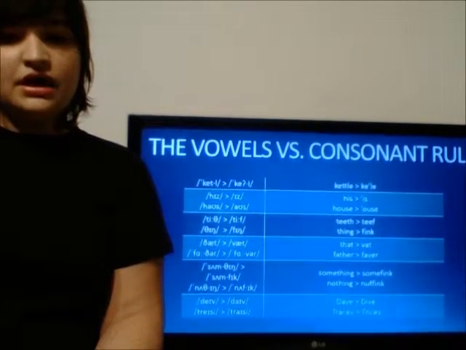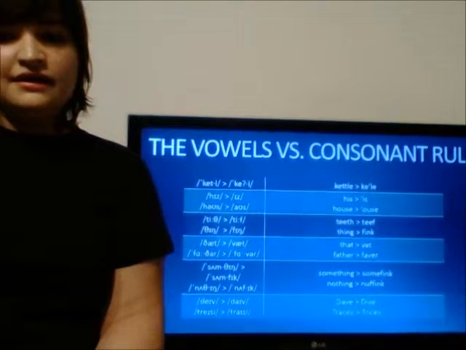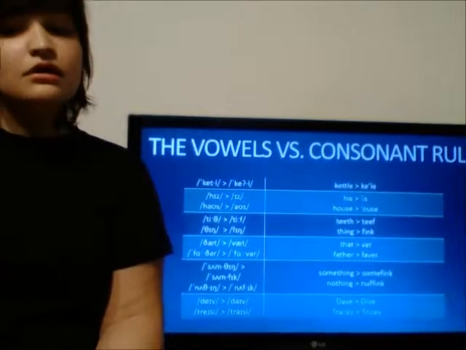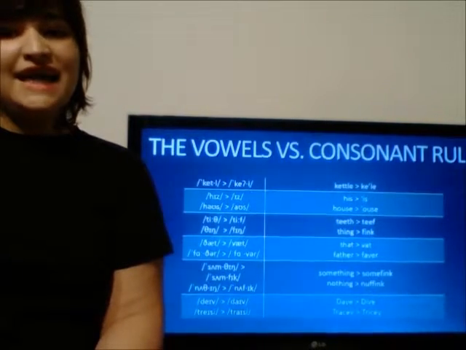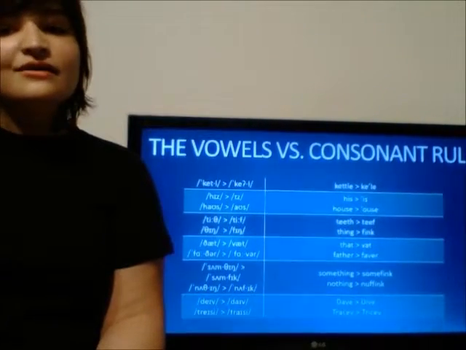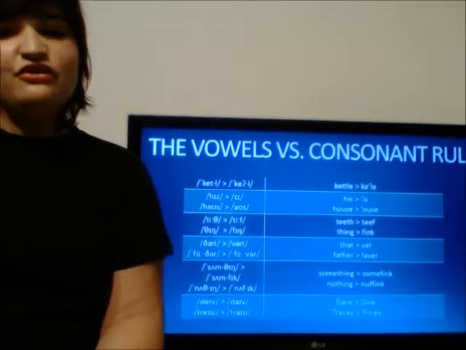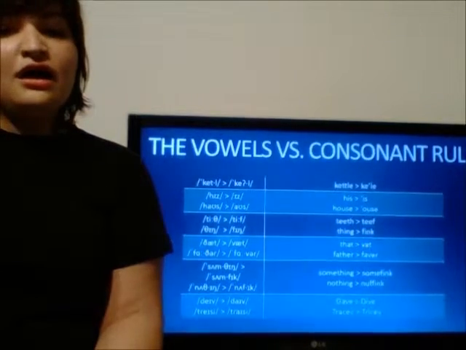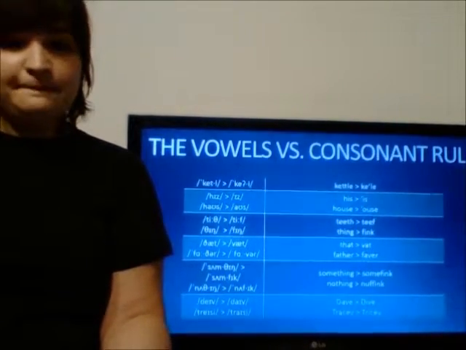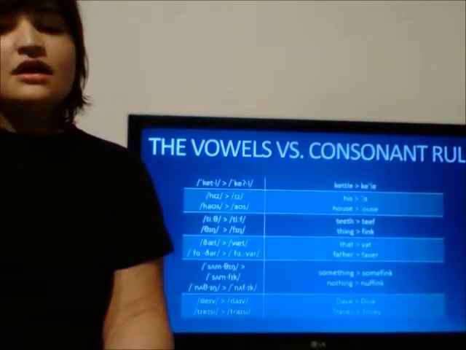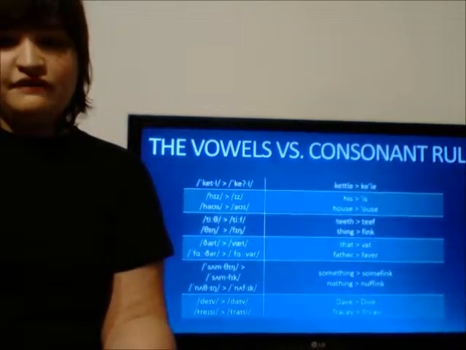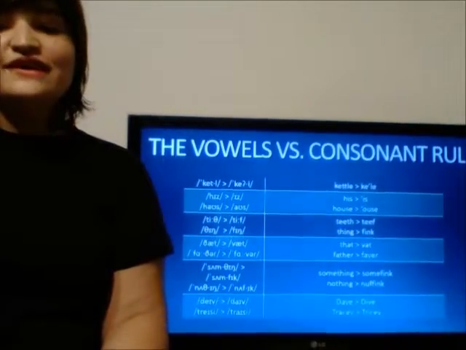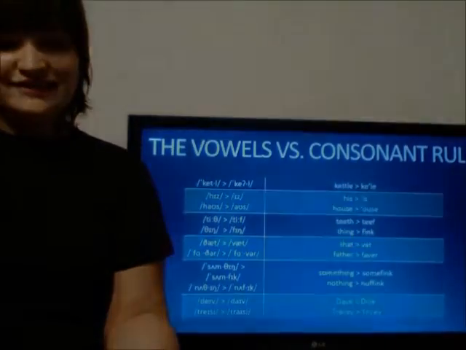Then we'd have the difference in the G sound, as in something. It would sound more like a K, so something, when we substitute the TH for an F and the G for a K, sounds like somefink. The same thing goes for nothing, which sounds like nuffink. And then there's a slight change in the vowels, as in Dave, which would sound more like Dive, and Tracy, more like Trayce-ee.